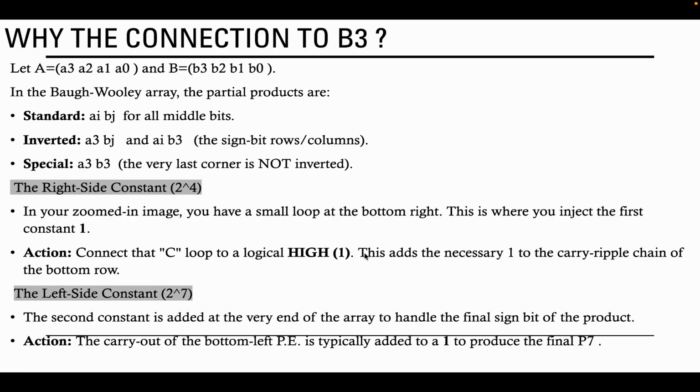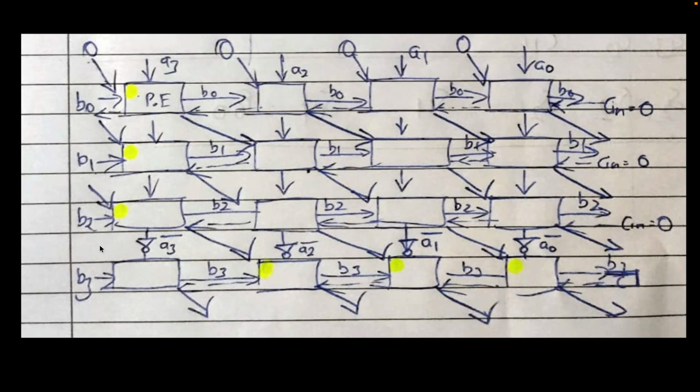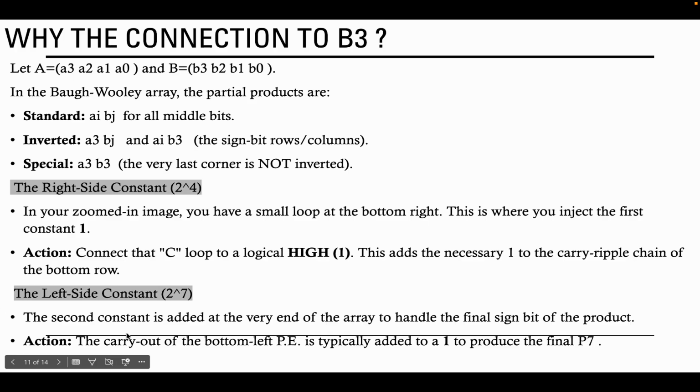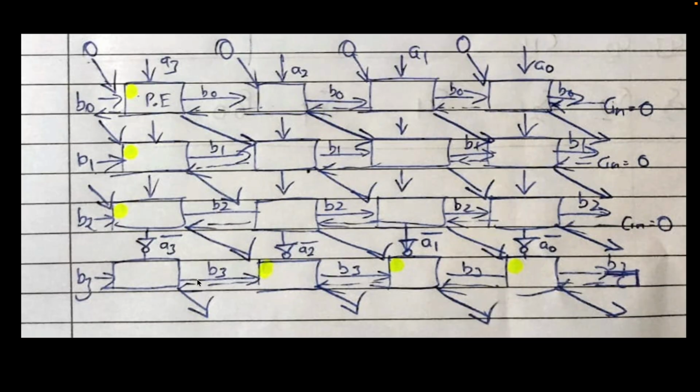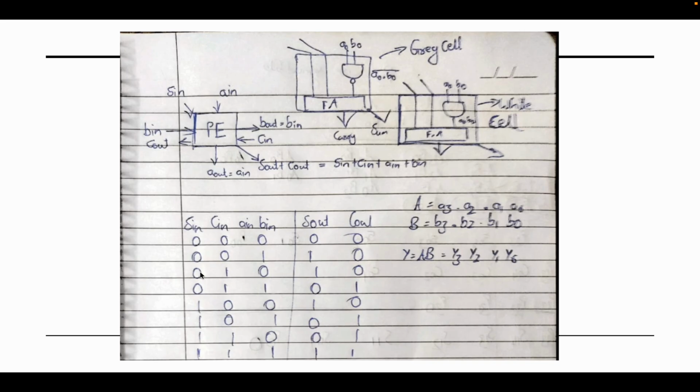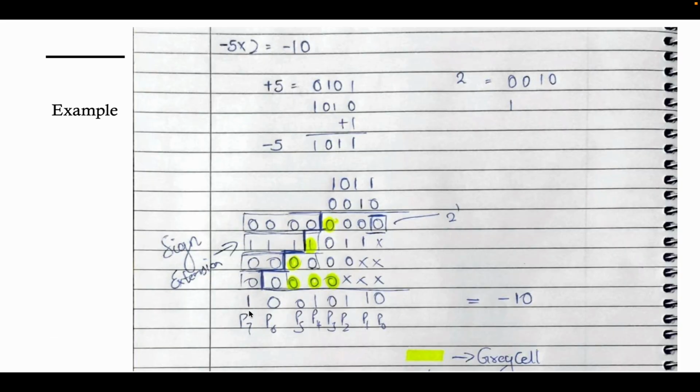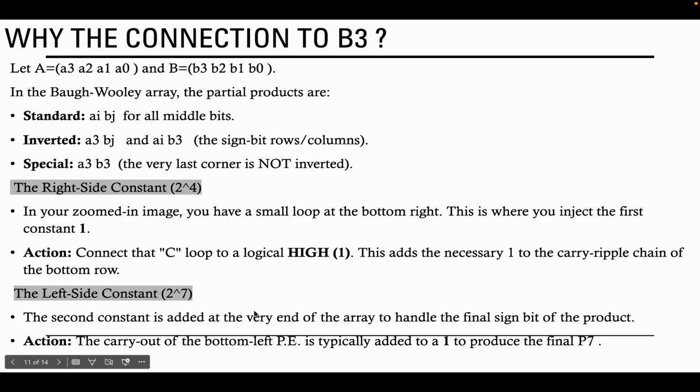The left side constant, that means we're talking about this side. Here we need to give one constant 1. The carry out of the bottom left processing engine is typically added to a 1 to produce the final P7. So this is going to be the output. P7 needs to be a signed bit if you want to get a product like minus 10. See here, to get minus 10, this was very much required. So that is why we add this constant 1.